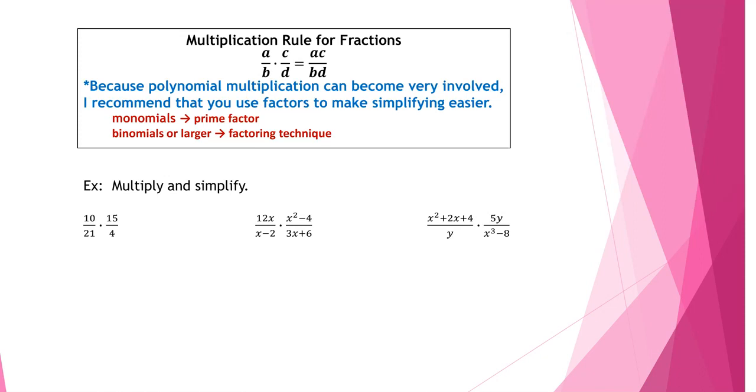Remember that when you multiply two fractions together, they do not require a common denominator, and the process is that you will multiply the two numerators together, in this case a times c, and then place that over the product of the two denominators, b times d.